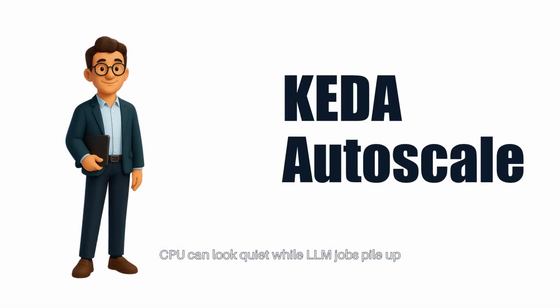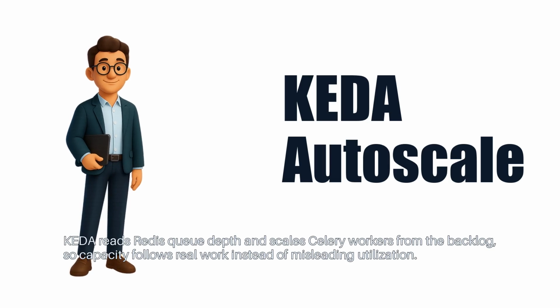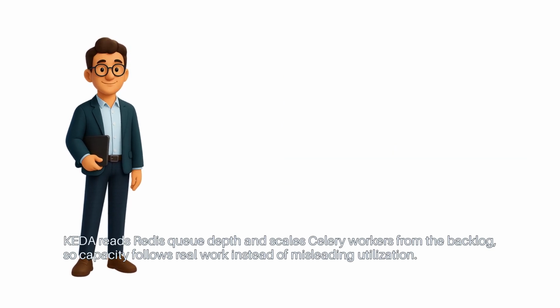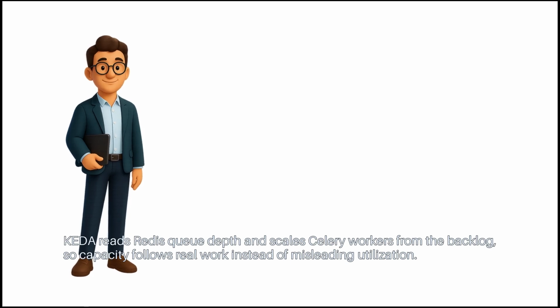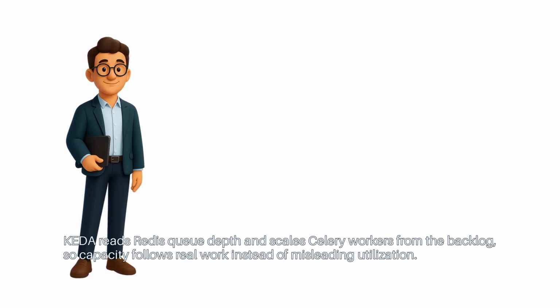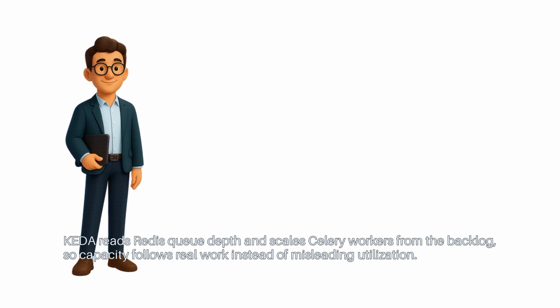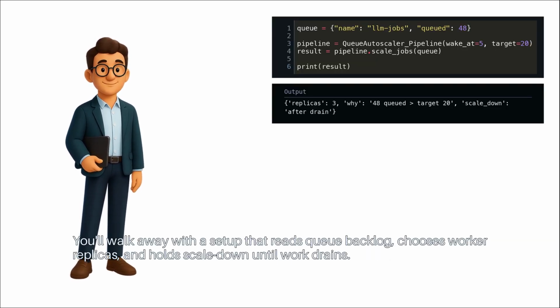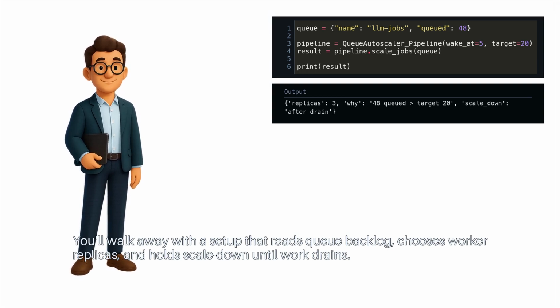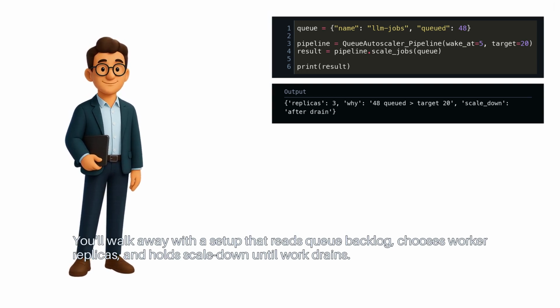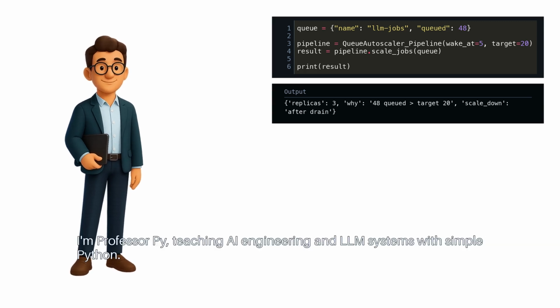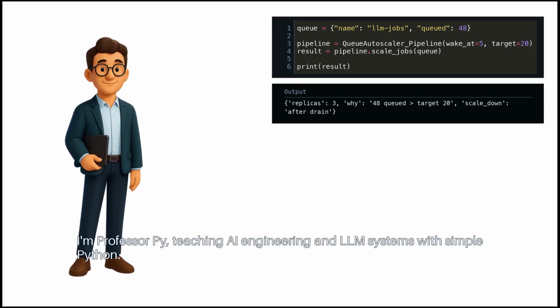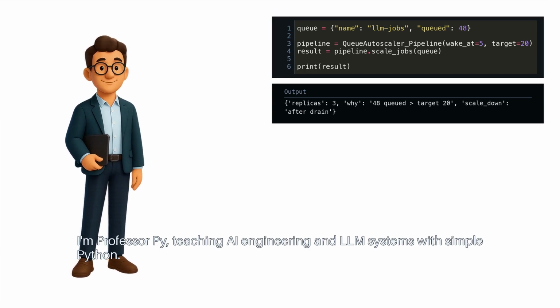CPU can look quiet while LLM jobs pile up. KEDA reads Redis queue depth and scales Celery workers from the backlog, so capacity follows real work instead of misleading utilization. You'll walk away with a setup that reads queue backlog, chooses worker replicas, and holds scale down until work drains. I'm Professor Pi, teaching AI engineering and LLM systems with simple Python.